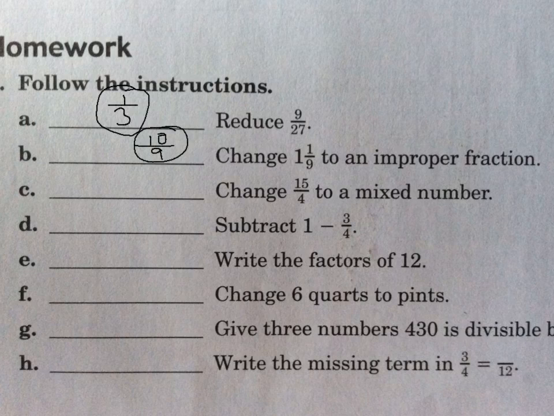Alright, now we're doing the opposite, changing 15/4 into a mixed number. So we see how many times does 4 go into 15? Goes in 3 times, with 3 left over. We'll have our 4 down here, so this 4 goes there. 3 3/4.